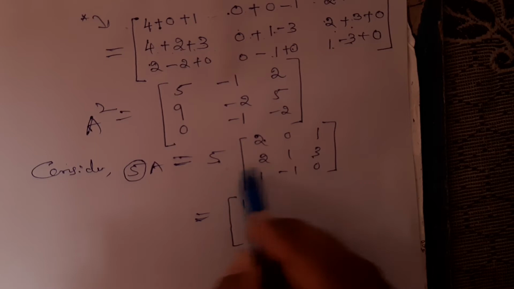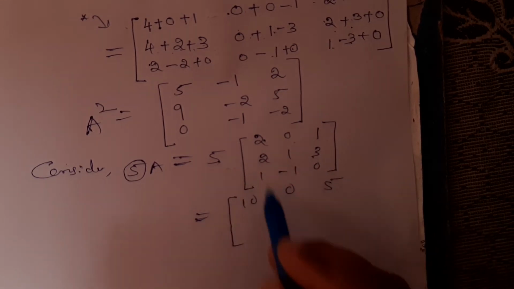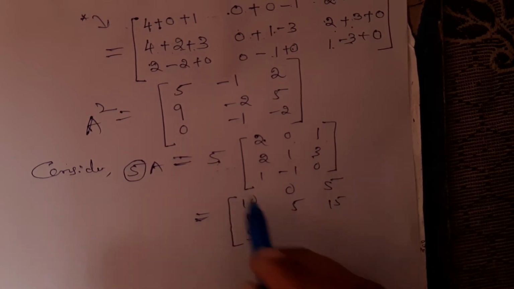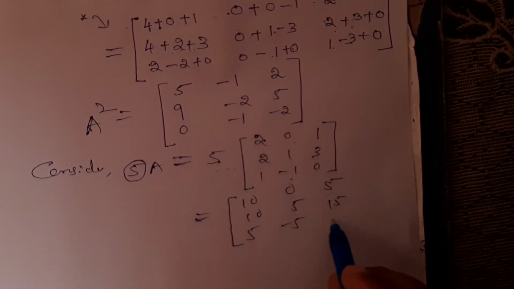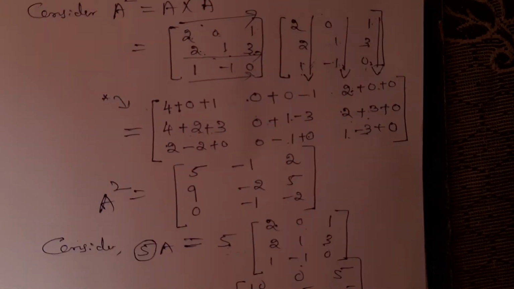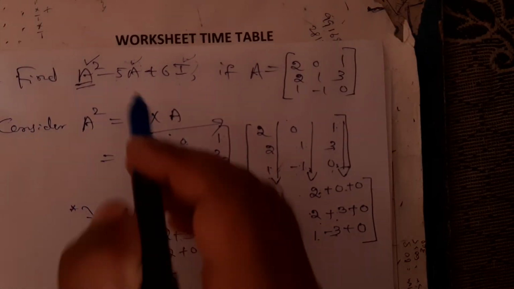5 2s are 10, 5 zeros are 0, 5 1s are 5, 5 2s are 10, 5 1s are 5, 5 3s are 15, 5 1s are 5. 5 into minus 1, it is minus 5. 5 into 0, 0. See, it is 5a. Okay. Then see here. This one is over.